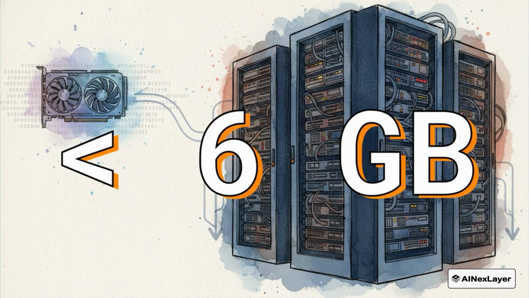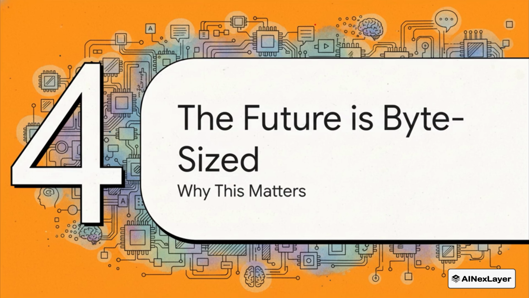And here is the number that might be the most incredible one of all. This model is so efficient that it can run using less than 6 gigabytes of VRAM. Now, to put that into perspective, that means it can run on a standard gaming computer, not some massive, expensive server in a data center. This combination of robustness, performance, and extreme accessibility, well, it points to a very exciting future. A future that might just be bite-sized.